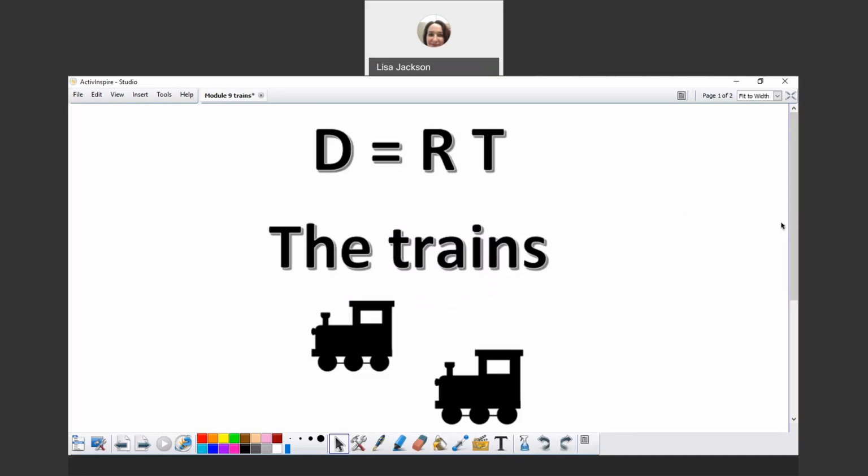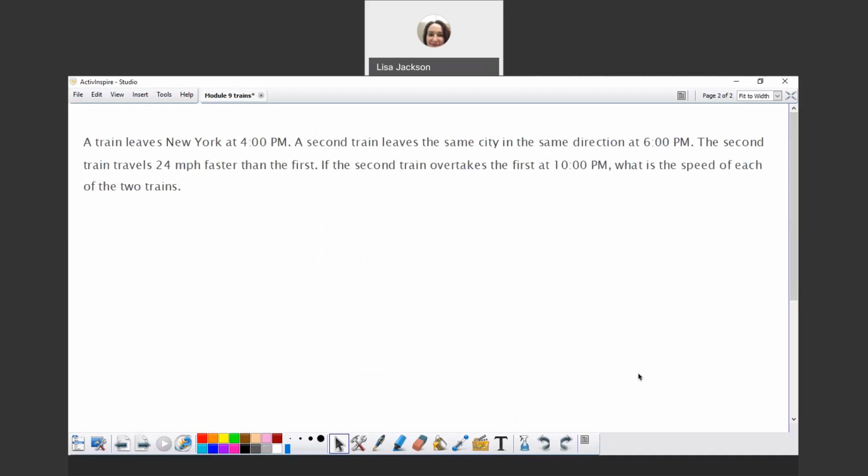All right, so we are going to look at word problems. This one is the distance equals rate times time with the two trains. A train leaves New York at 4 p.m. A second train leaves the same city in the same direction at 6 p.m. The second train travels 24 miles per hour faster than the first. If the second train overtakes the first at 10 p.m., what is the speed of each of the two trains?